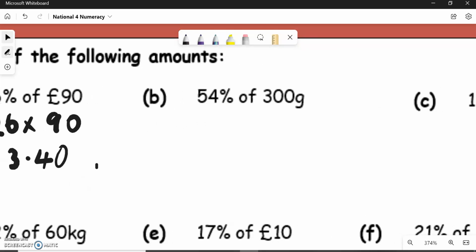Part B, 54% of 300 grams. I'm going to change that 54% into a decimal, 0.54, and we're going to multiply that by 300. 0.54 multiplied by 300 is 162 grams. No need for 2 decimal places there. It wasn't money.